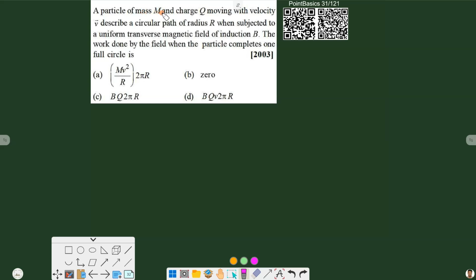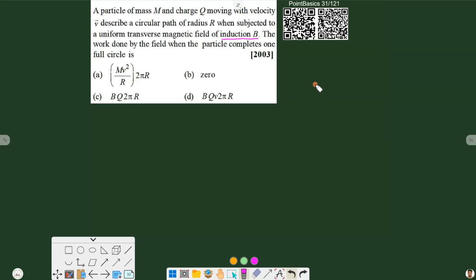A particle of mass m and charge q moving with velocity v describes a circular path of radius r when subjected to a uniform transverse magnetic field of induction B. What is the work done by the field when the particle completes a full circle? Now we have to find out the work done by the magnetic field.